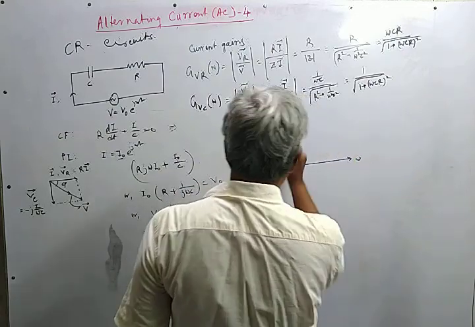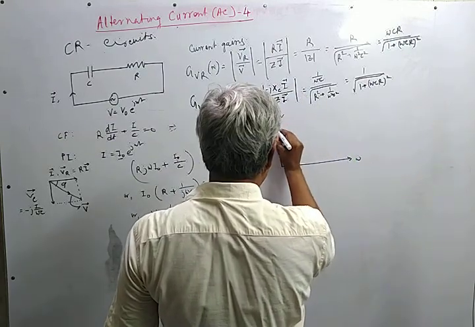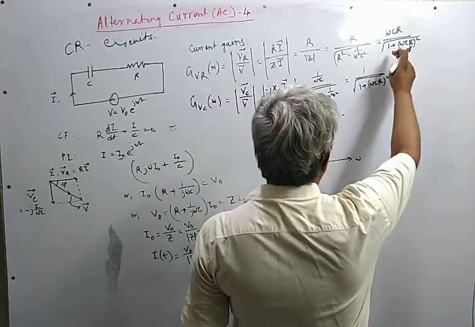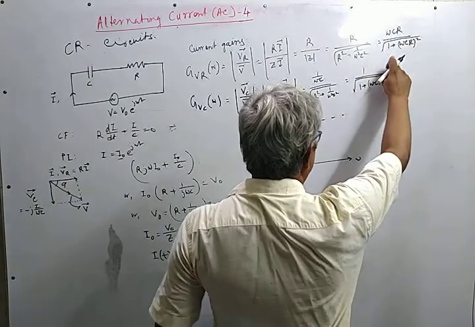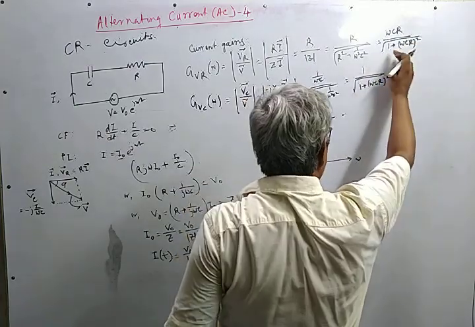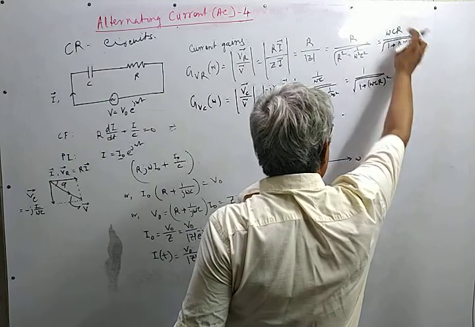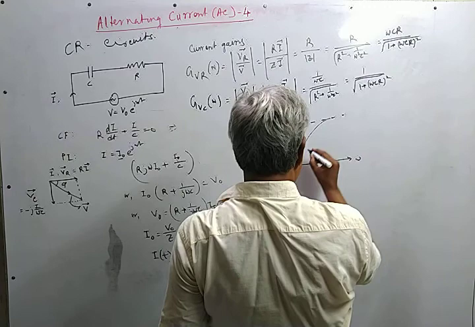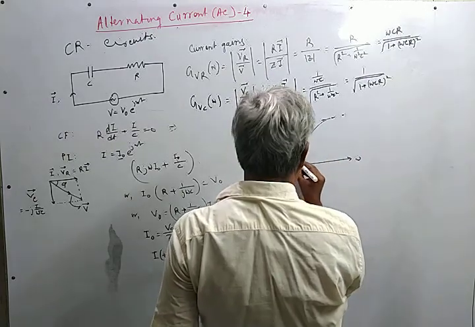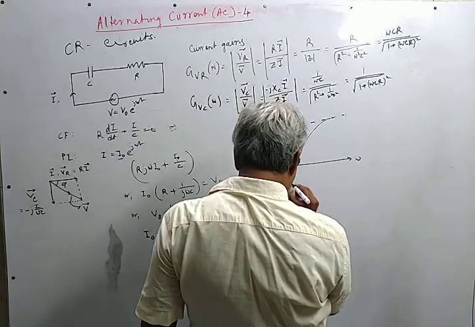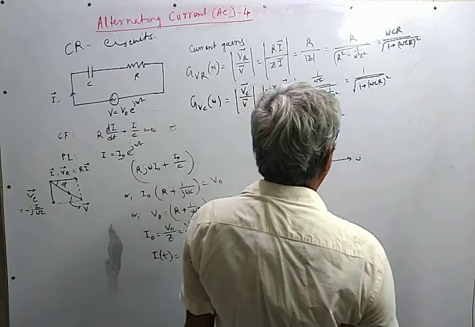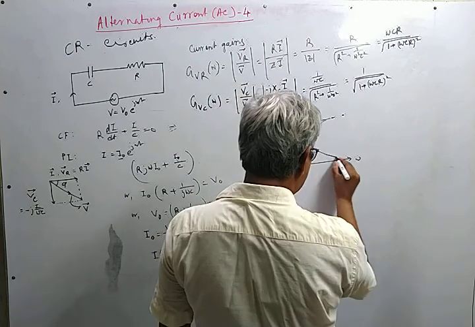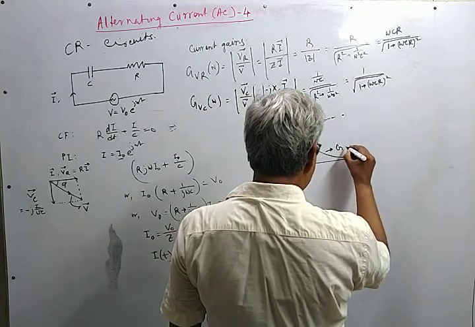This is the frequency axis, this is the voltage gain, this is the one line. At omega equal to 0, this is 0, and at omega tending to a very high value, we can neglect 1 in the presence of the high quantity and this becomes 1. This is GVR. At omega equal to 0, this is 1 and this goes to 0. This is GVC.